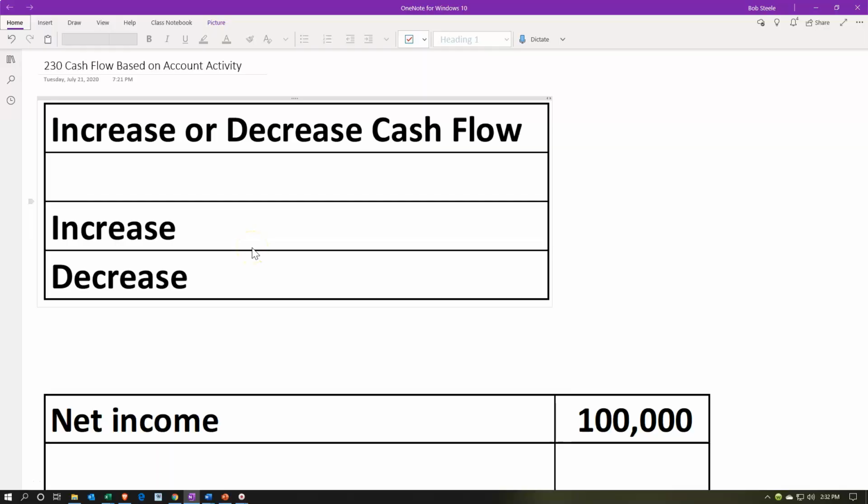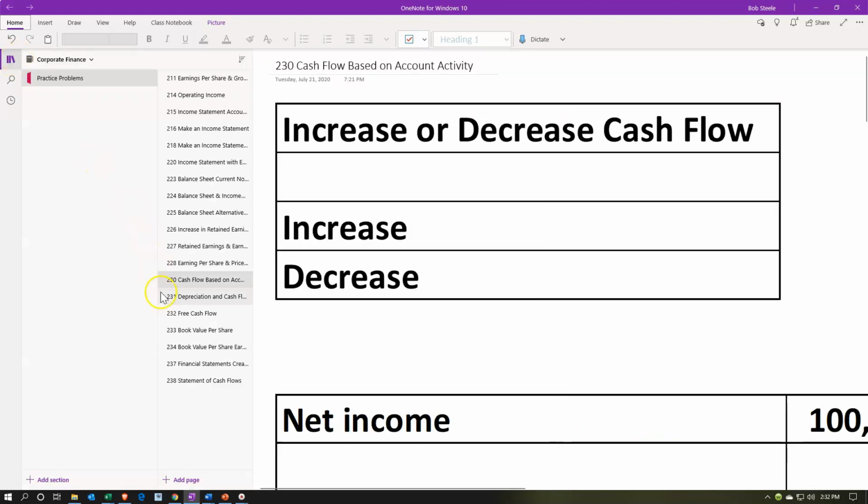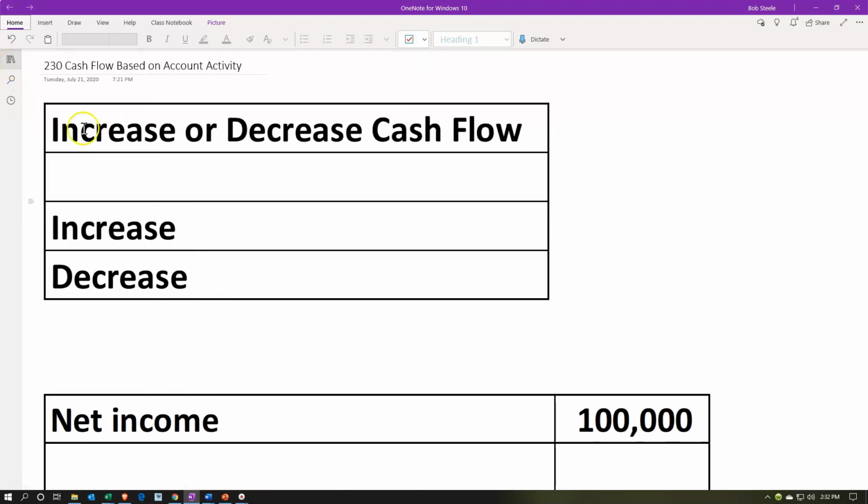Here we are in OneNote. If you would like to follow along in OneNote, you don't have to, but if you have access to it and would like to, we are on the 230 section for the cash flow based on account activity under the practice problems section. Now, closing this back out, we're going to have our information. We're going to start with the concepts related to the cash flow statement.